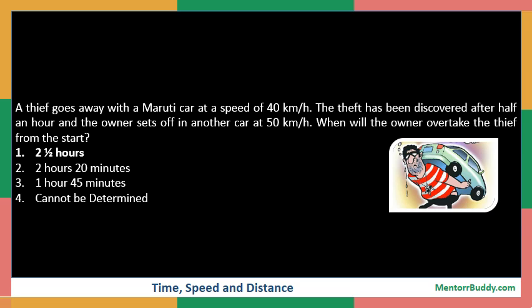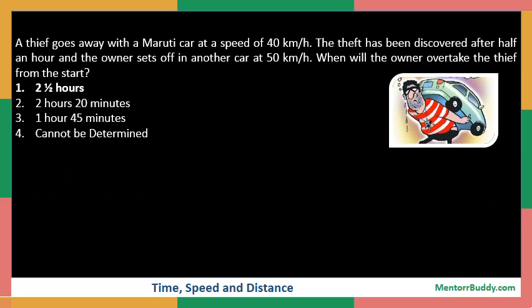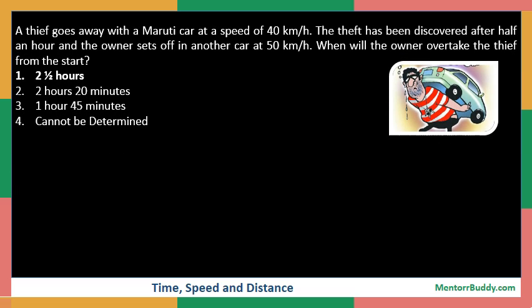So this is a very basic question. Probably from relative speed we can solve this question very easily. Let us understand how we can solve this. So let us see what all values we have. First of all, it is given that the speed of the thief is 40 km per hour. So when a thief has taken the Maruti car, he is running with 40 km per hour is what is given to us.